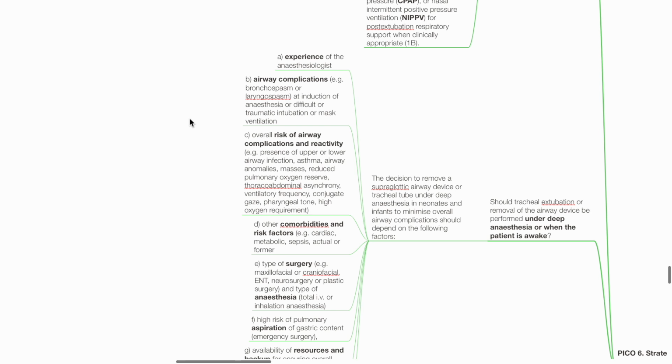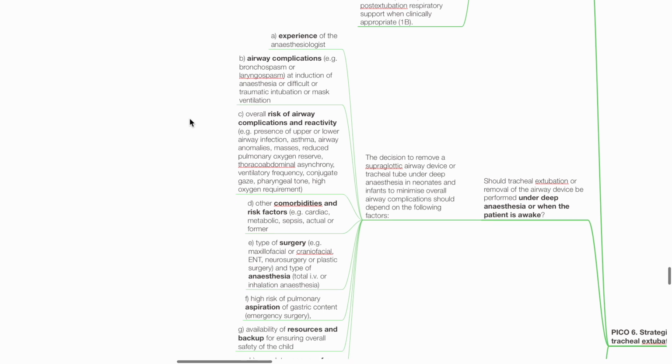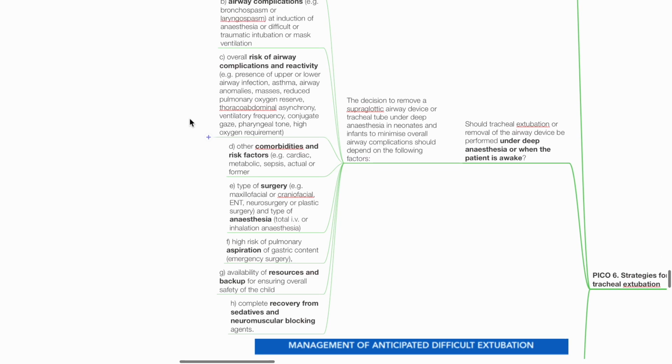B. Airway complications such as bronchospasm or laryngospasm at the induction of anesthesia, or difficult or traumatic intubation or mask ventilation. C. Overall risk of airway complications and reactivity. For example, presence of airway infection, asthma, airway anomalies, masses, reduced pulmonary oxygen reserve, thoracoabdominal asynchrony, ventilatory frequency, conjugate gaze, pharyngeal tone, and high oxygen requirement. D. Presence or absence of other comorbidities and risk factors, such as cardiac, metabolic, sepsis, actual or former.